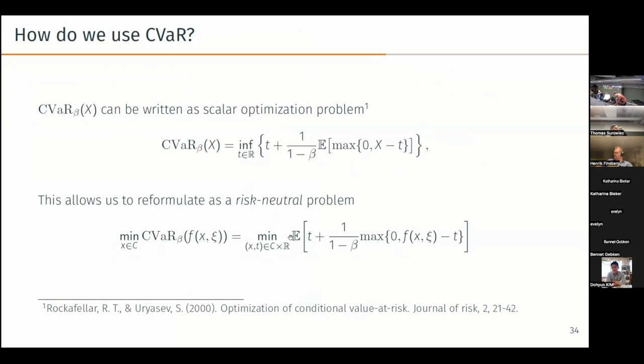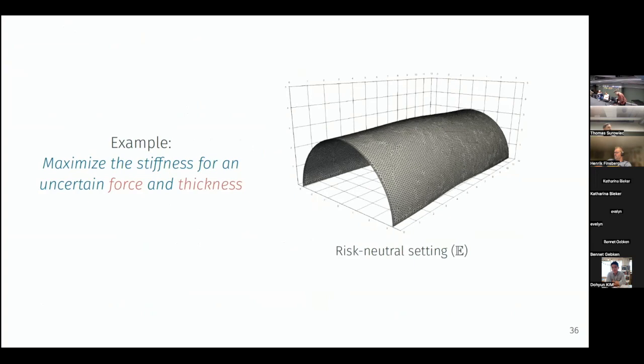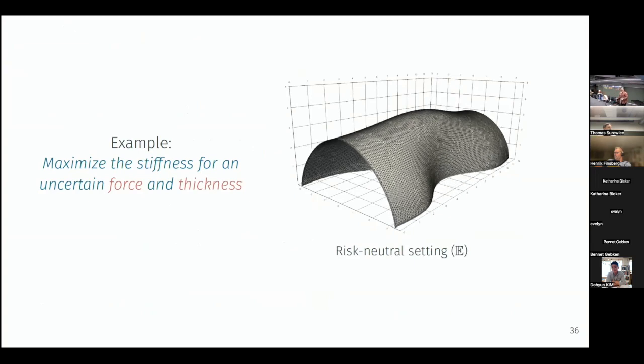And because this is an expected value problem, one could hope that some of the ideas that were fleshed out for adaptive sampling for expected value optimization problems work here. That's generally what we have done, and we've seen good results. So turning to this problem that you saw early on in the presentation, where we have uncertain load and uncertain thickness, and we're trying to find a stiffness optimizing steel shell, this shows what happens when you optimize in expectation.